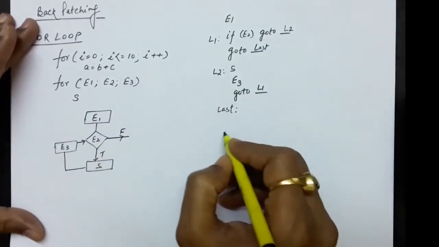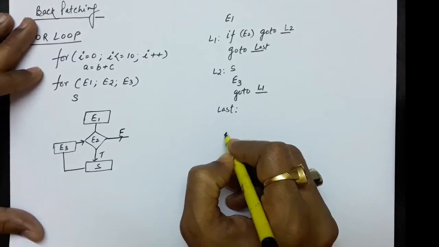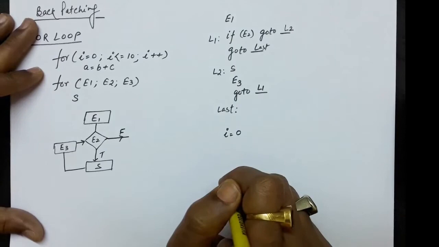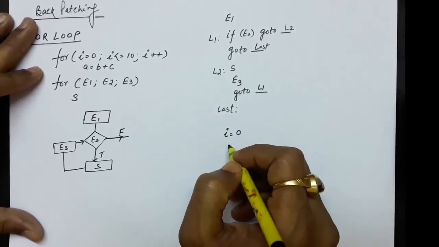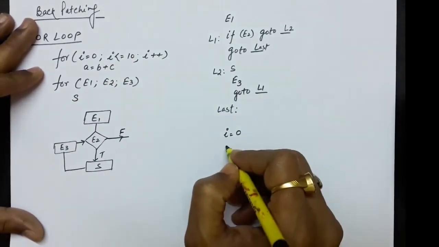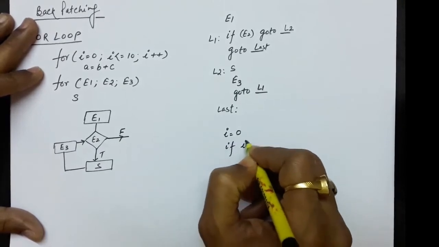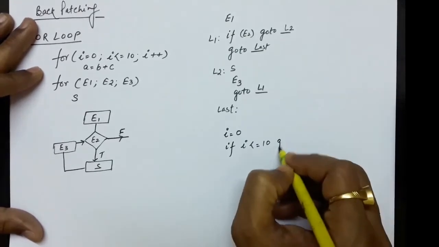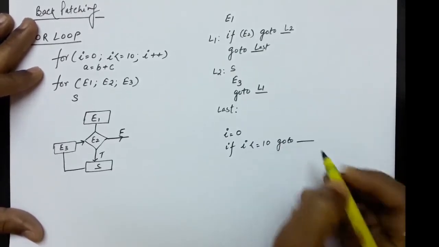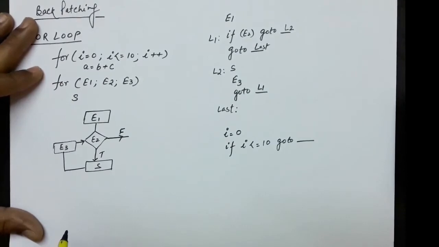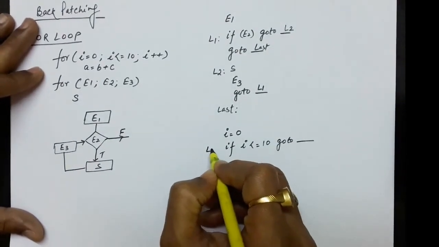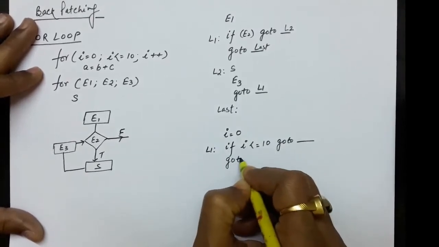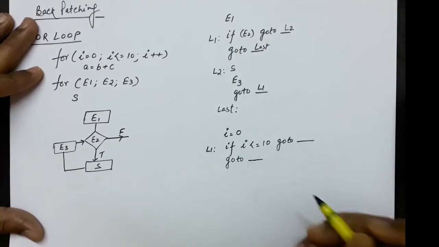Now, at the very first, we need to do the initialization. So I equals 0 is done first. After doing this, we need to check the condition I less than or equal to 10 or not. So if I is less than or equal to 10, we have to go somewhere. We'll be writing where we have to go later with the use of the backpatching. Let's say this level is L1. But if this condition is not true, we will certainly go to the last. So this is the unconditional jump.